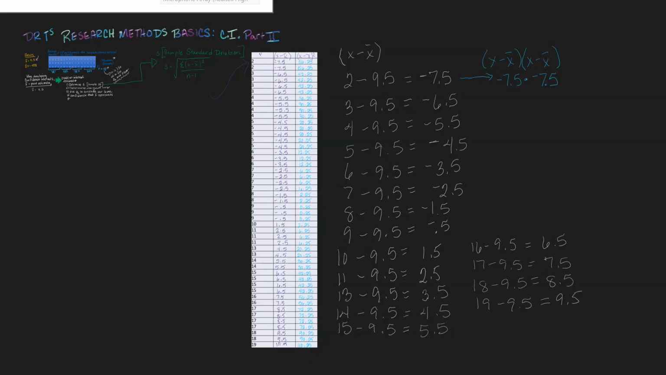It takes a lot of work to do this by hand, right? I bet you can't wait to get to SPSS. Now, once you have the entire table filled out with all of your x minus x bar values and all of your x minus x bar squared values, what I'd like you to do is go ahead and take the sum of all x minus x bar. So add up that entire column, and then add up all of the x minus x bar squared.